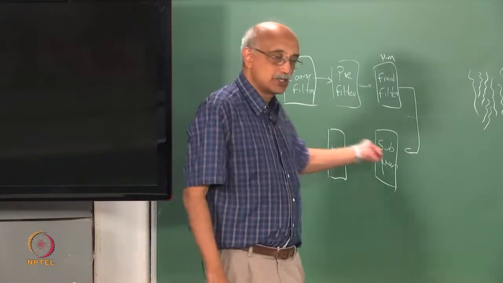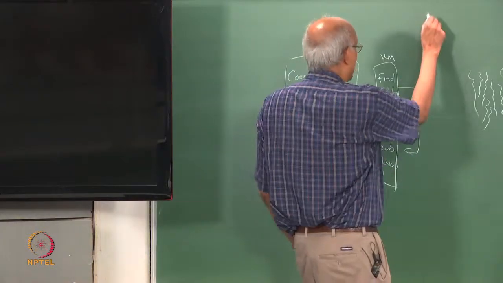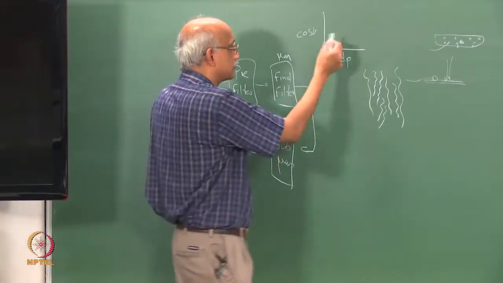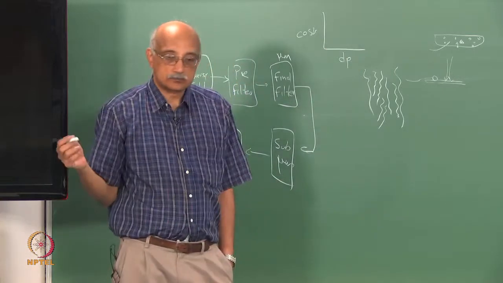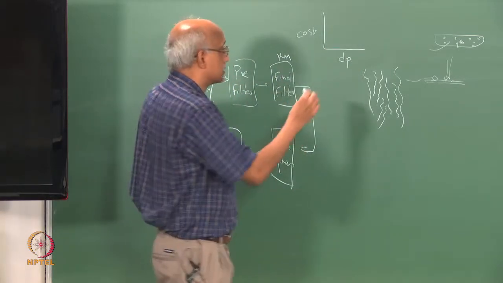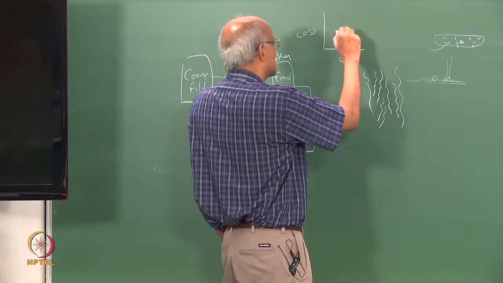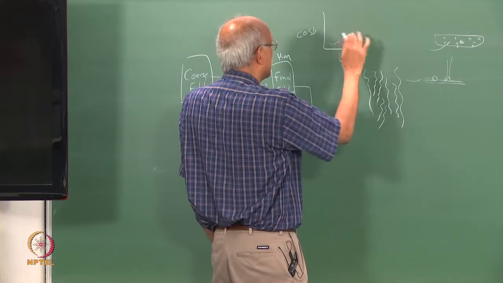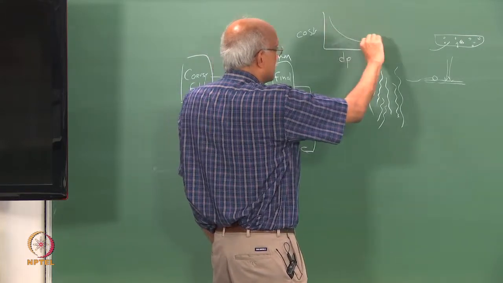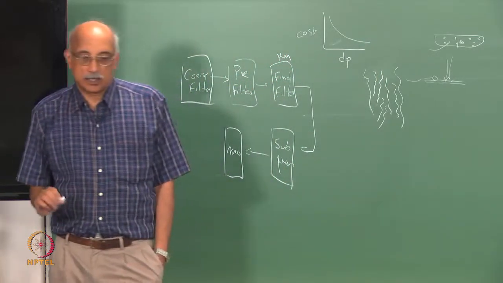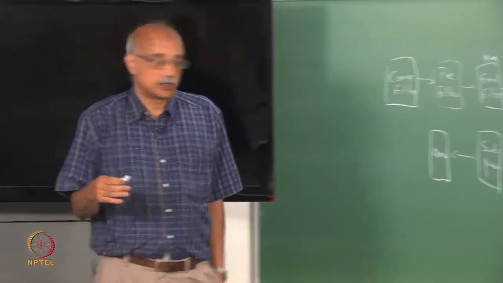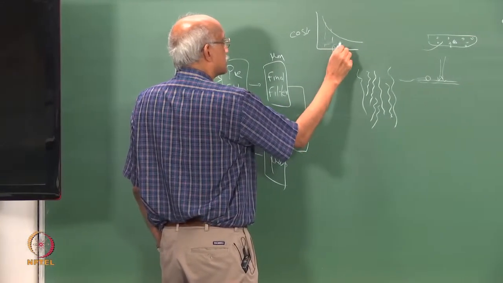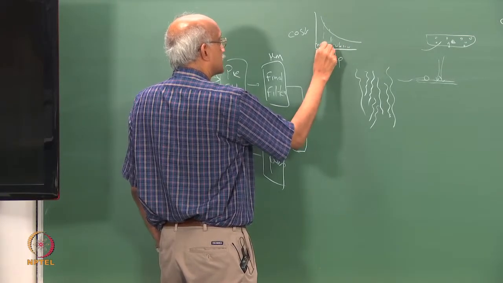In fact, the cost of filtration, if you plot dP versus cost of filtration, you can look at it kind of this way, dP small cost. So, as you go to larger sizes, the cost decreases, but then as you start approaching submicrons to nano sizes, the cost will start escalating quite rapidly.